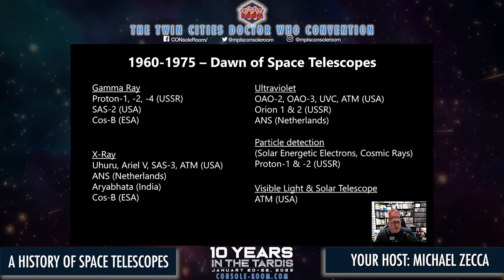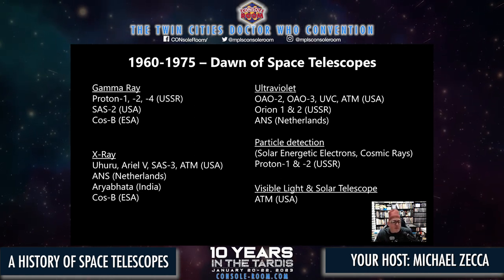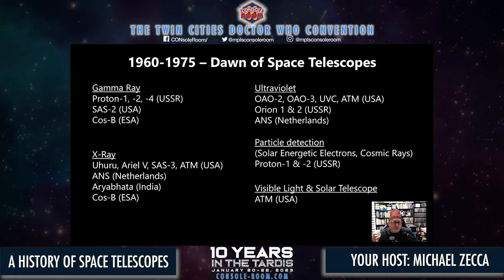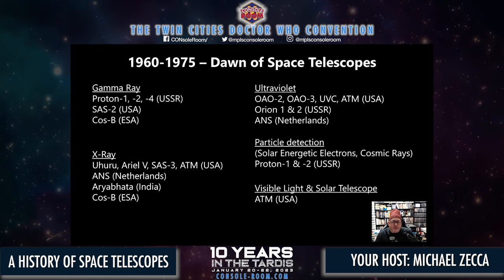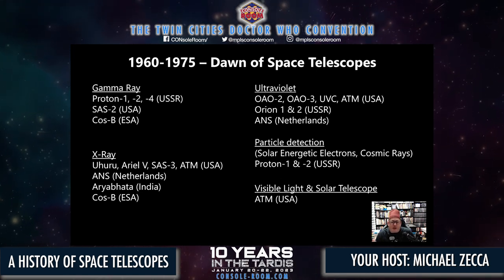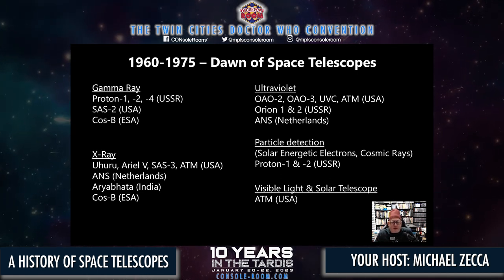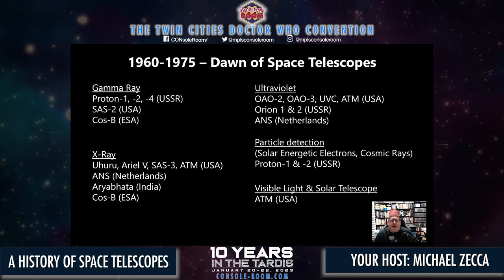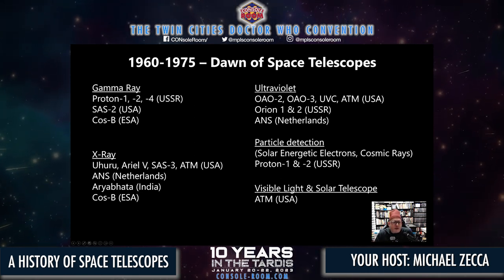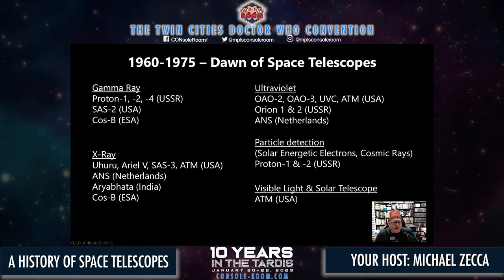And as you can see, most of the focus was on forms of light that we cannot see from the ground. Gamma rays: the United States had an observatory, the European Space Agency had an observatory, the Soviets had several. The X-ray observatory, same thing. You can see the Netherlands and India were even involved in this. Even in the 1960s and early 70s, there were many ultraviolet experiments done. There were particle detectors launched by the Soviets to detect cosmic rays and energetic electrons from the sun. And we even did have a visible light telescope and one that could look at the sun.